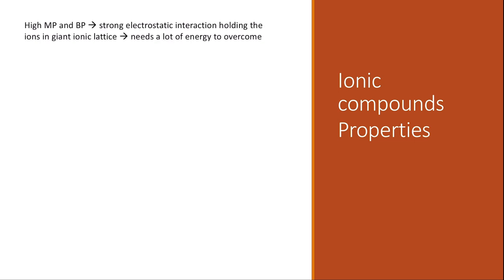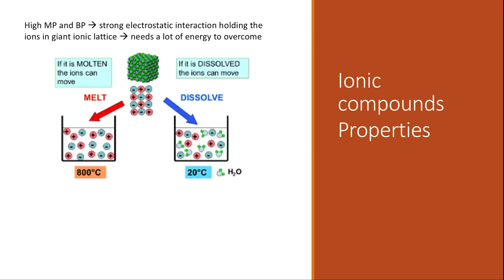The properties of the ionic compounds will depend on its shape and the electrostatic forces of attraction between the ions. So they have high melting and boiling points because of the very strong electrostatic interaction holding the ions in the giant ionic lattice. They need a lot of energy to overcome these electrostatic forces of attraction.